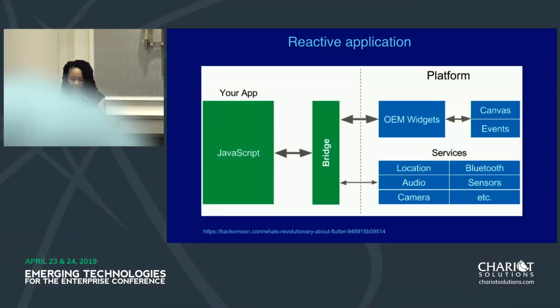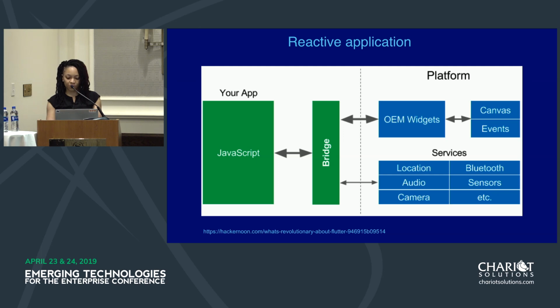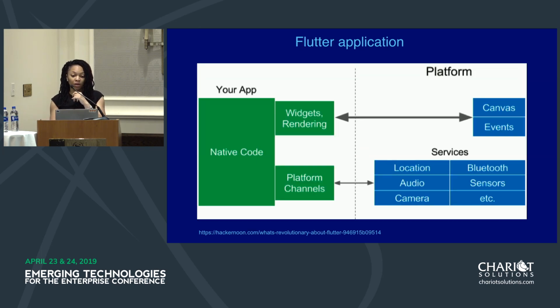In the image that I showed here, this is an example of a React application, and this is the Flutter application. For the React application, it goes through a bridge, a JavaScript bridge, every time it needs to communicate with the platform widgets and the platform services. For Flutter, it doesn't have that JavaScript bridge. Instead, the widgets and the rendering engine are on the app, and the platform channels are also on the app. So it has a downside of making a bigger app size, but it doesn't take a performance hit because of the bridge.